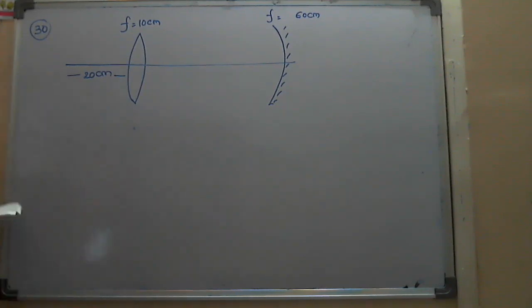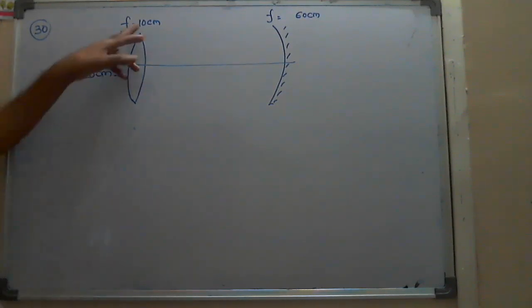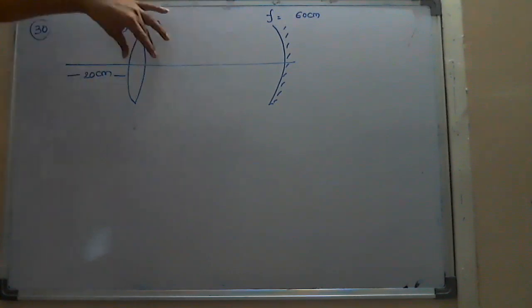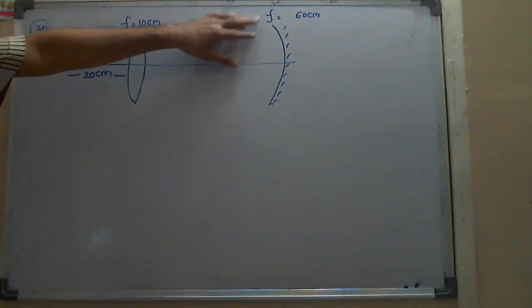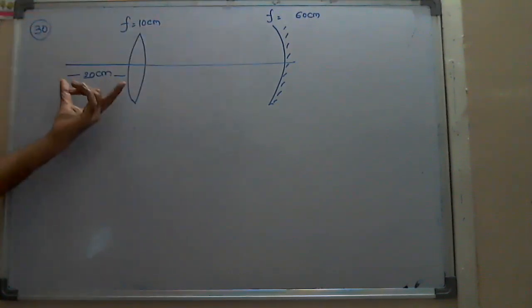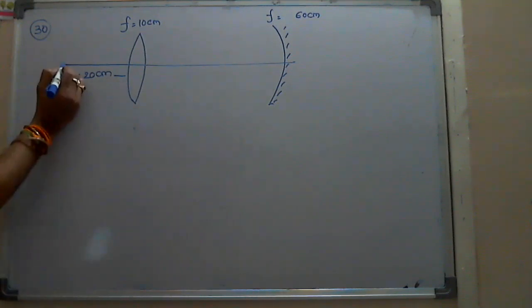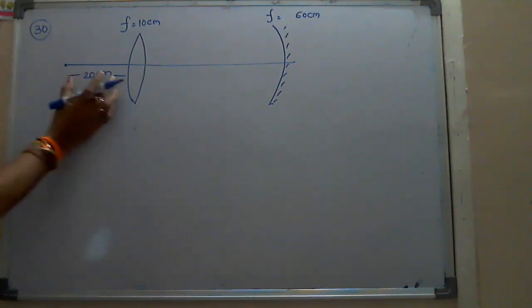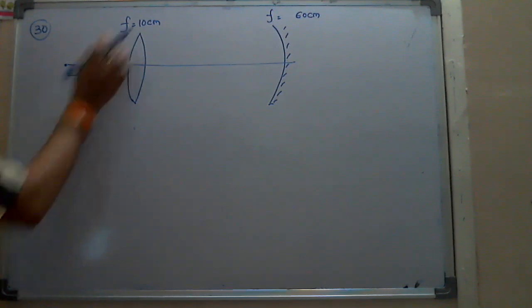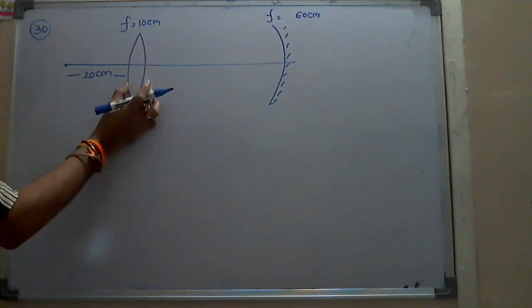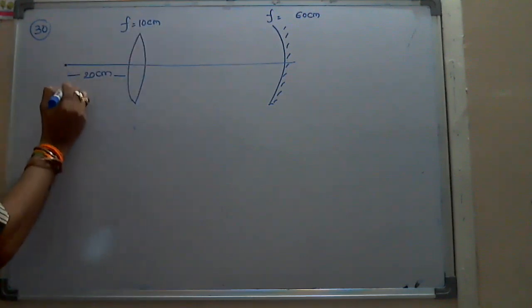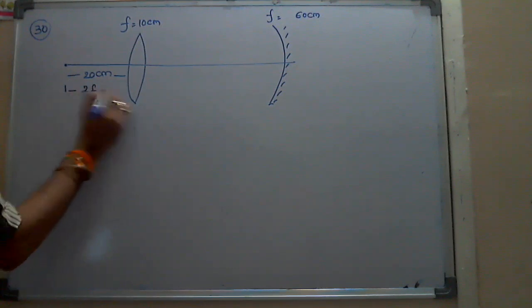This is problem number 39. Here in this problem, he gave the focal length as 10 centimeters for the convex lens, and for the concave mirror he gave it as 60 centimeters, and the object is placed at a distance of 20 centimeters. Look here, the object is at 20 centimeters. It is actually double the focal length of the convex lens. Double means exactly it is placed at a distance of 2f.